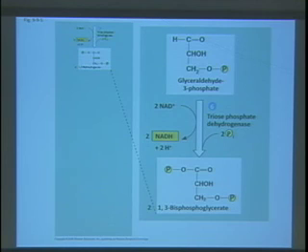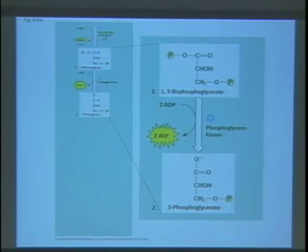Overall, this is a very exergonic reaction, a very favorable reaction right here. So energy is being harvested. And then in the next reaction, in step 7 of glycolysis, now we're seeing the first case of substrate level phosphorylation that we talked about.